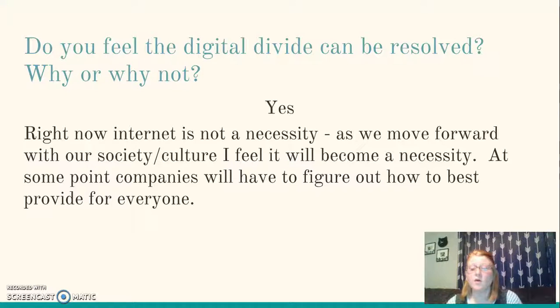I don't know how, but it will become a necessity. Look at taking online classes. I think that that's becoming more and more the norm as well. And schools are going to need internet. And I think that at some point, it'll just get itself worked out.